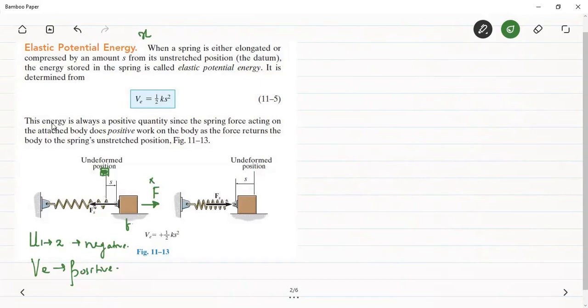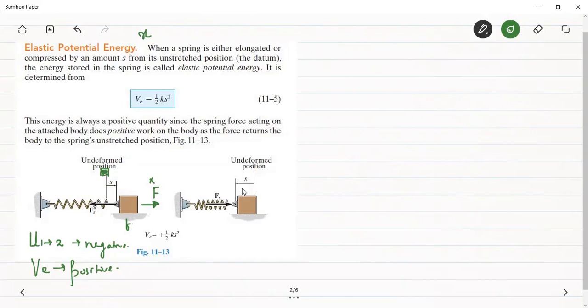Therefore, reading this statement again, this energy is always a positive quantity since the spring force acting on the attached body does positive work on the body as the force returns the body to the spring's unstretched position.